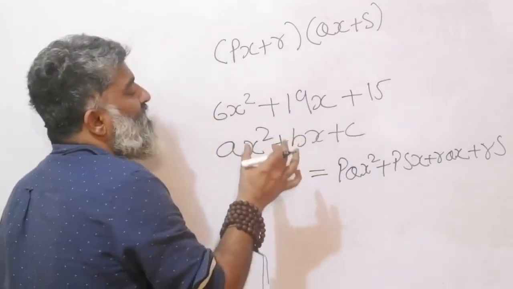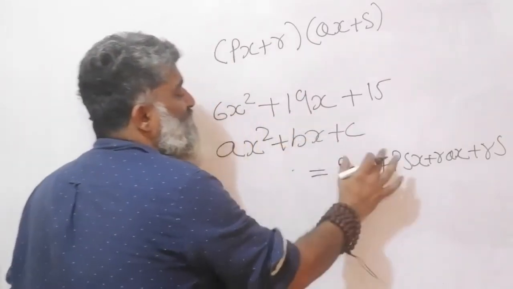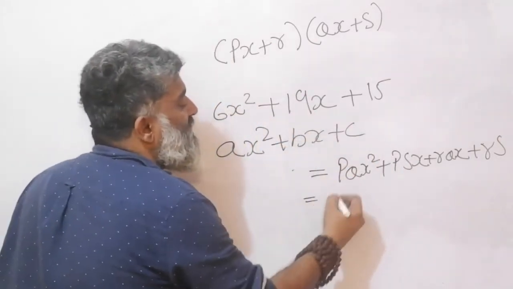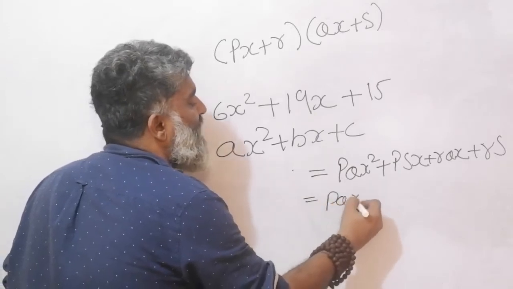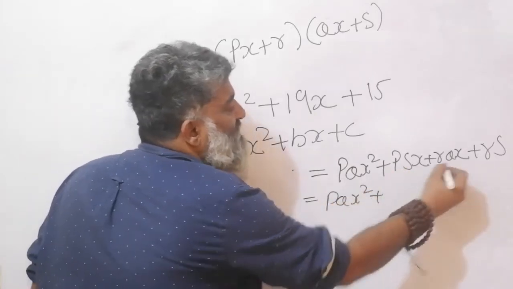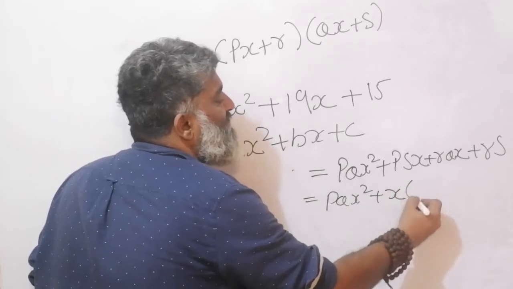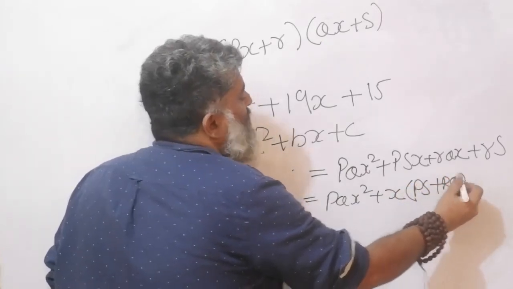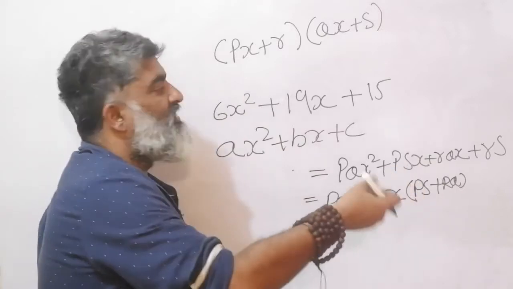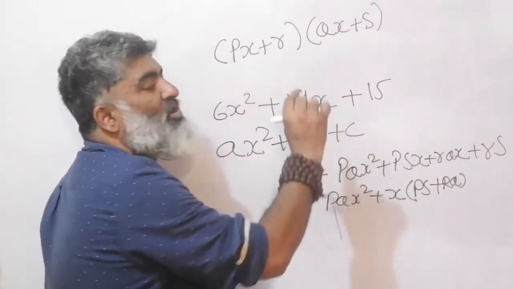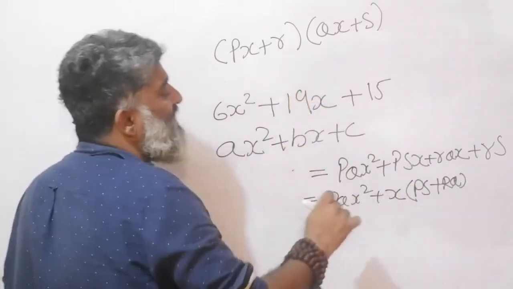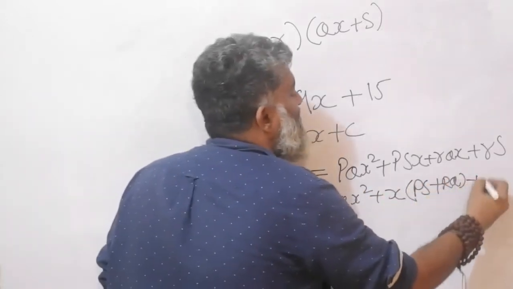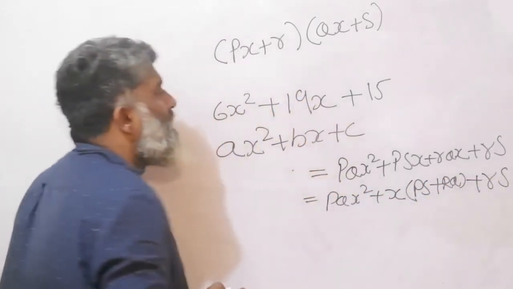What I want to do is compare these two situations. Let me simplify this further. I have a PQ x square, but from these two terms I can take the x common and I'll be left with a PS plus RQ. Right now I'm switching on the fly with the small letter, capital letter, and I'm not paying attention to that. And then lastly I have a RS, right?